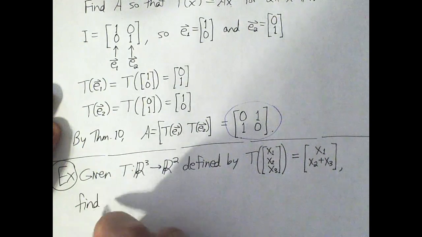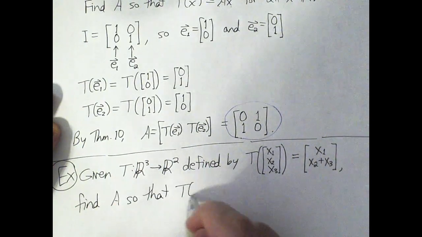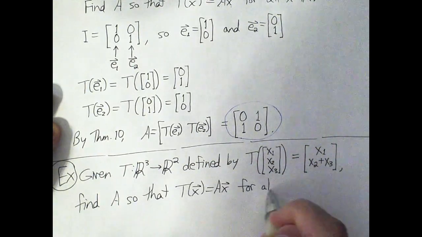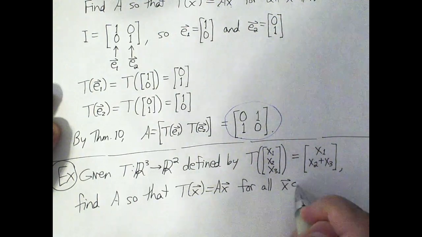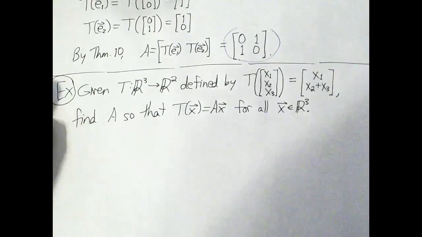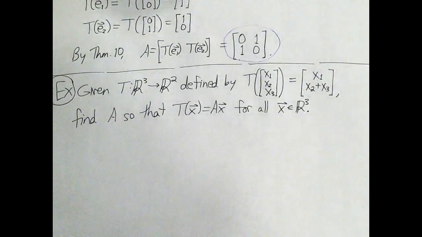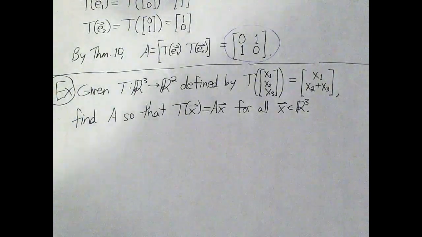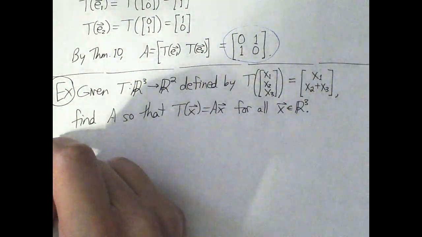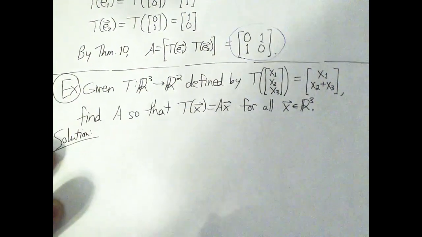And now I'm going to ask you to find A so that T of x equals Ax for all inputs x, and the inputs, I guess, would have to come from R3. So why don't you pause the video and take a minute and try this. Okay, let's talk about it.